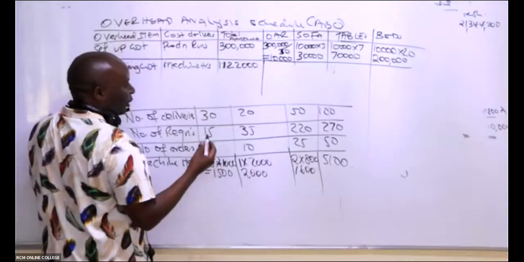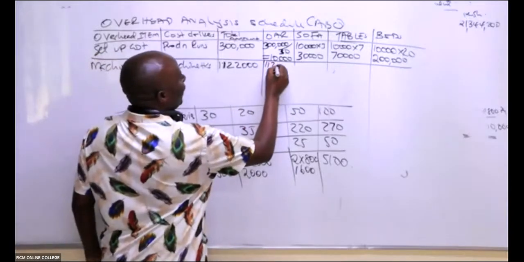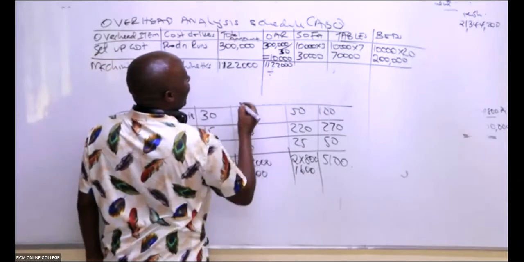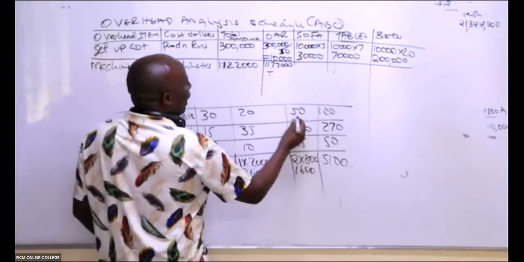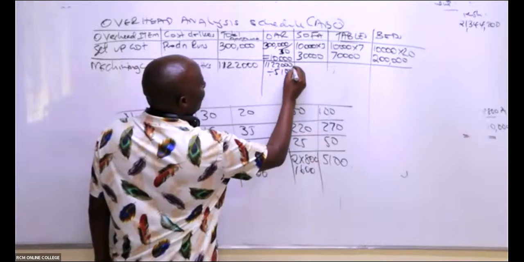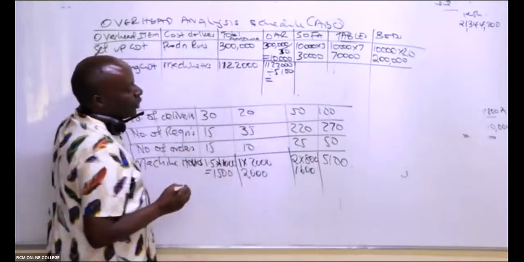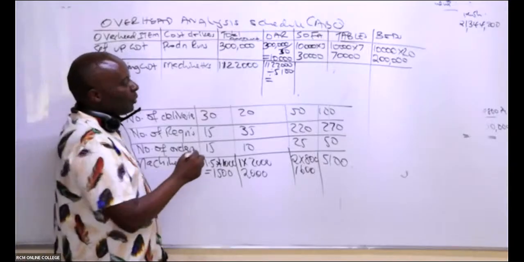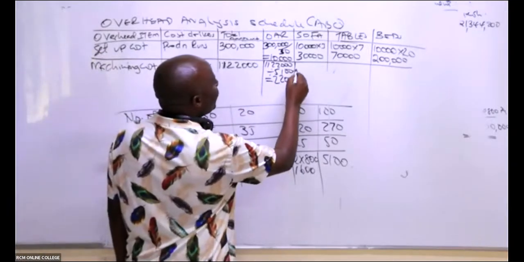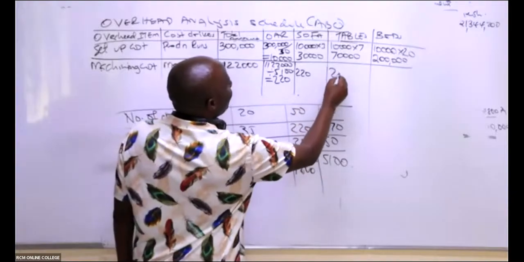So it will be 1,122,000 divided by machine hours. Fortunately, we have the total machine hours, which are 5,100. Is there somebody who is able to give me this answer? 220. So I'm getting 220.